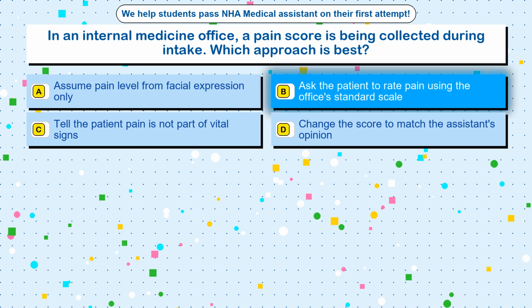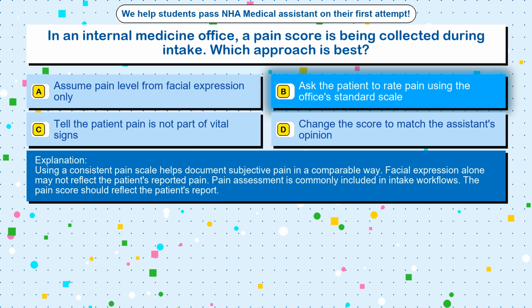The correct answer is option B. Ask the patient to rate pain using the office's standard scale. Using a consistent pain scale helps document subjective pain in a comparable way. Facial expression alone may not reflect the patient's reported pain. Pain assessment is commonly included in intake workflows. The pain score should reflect the patient's report.